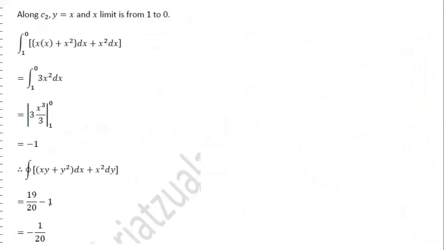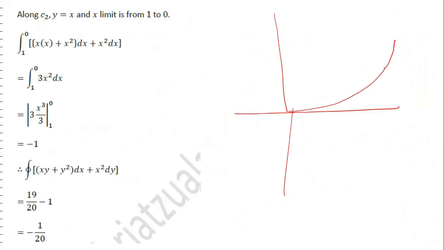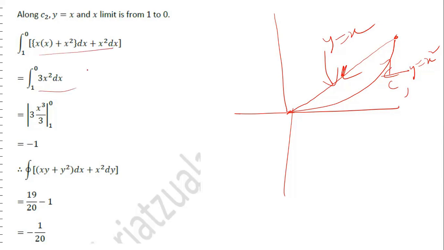Now along C2. First we are traveling along your C1, where the equation is y equals x squared, and we have arrived at this point. From this we are traveling back along this line. The equation of this line is y equal to x, so instead of y you just put x. This is what we are going to get. The integration limit is from 1 to 0. If you do that, this is what you are going to get.